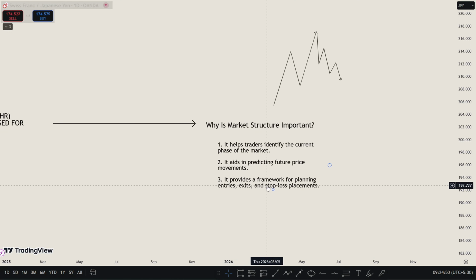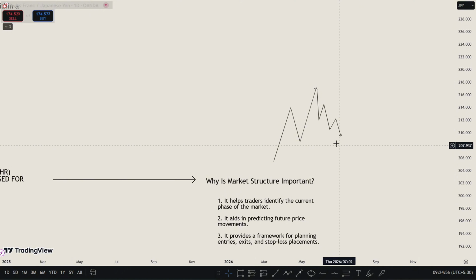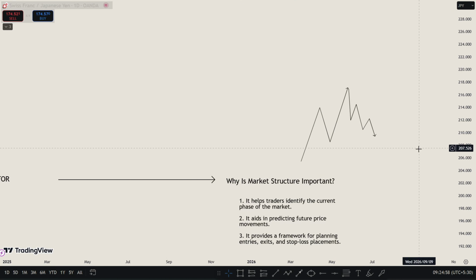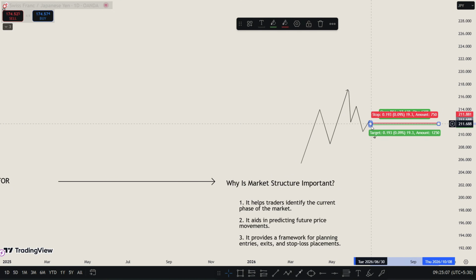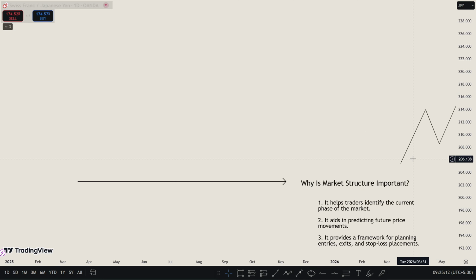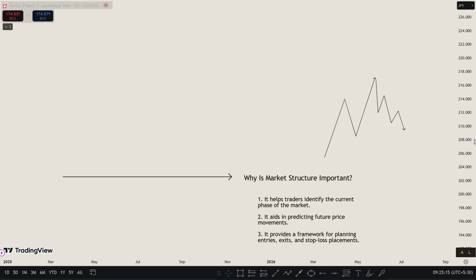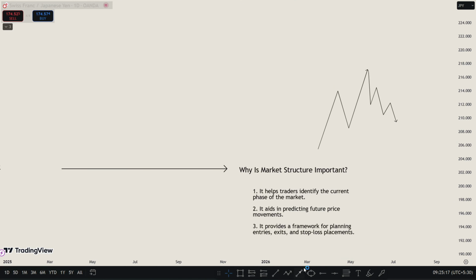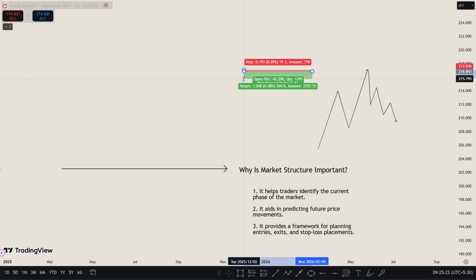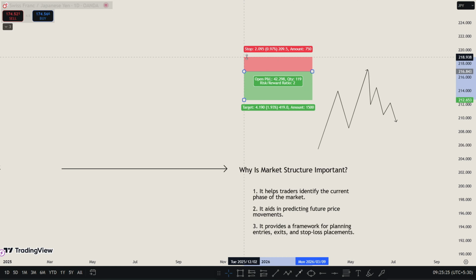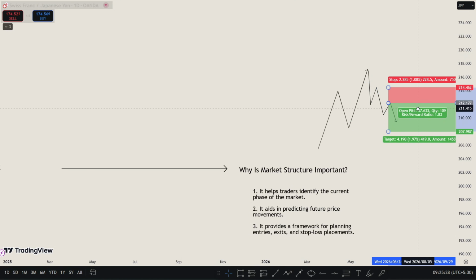Then the third is that it provides a framework for planning entries, exits, and stop loss. Let's say this is the market you are trading. In order to find where to put your stop loss and all that, you need to know the market structure. So let's say you take a sell trade over here. Sorry, this is the daily time frame. So let's say you put it here. Yes, let's say you take an entry over here.